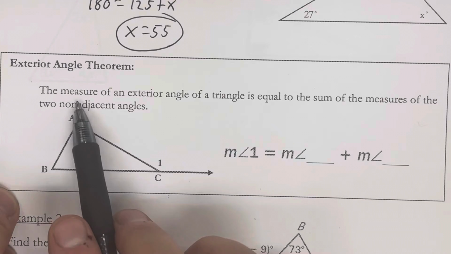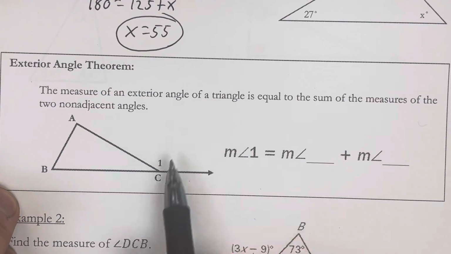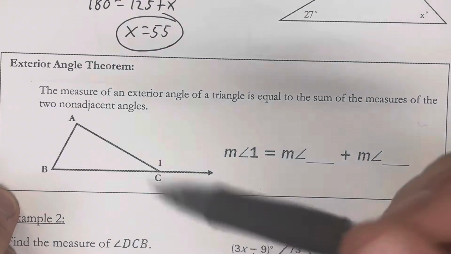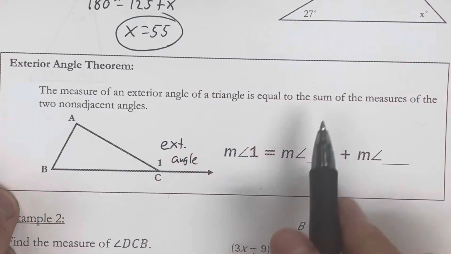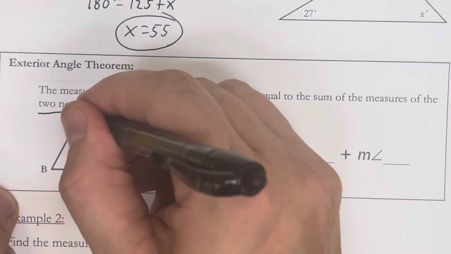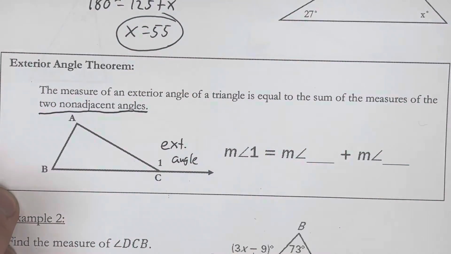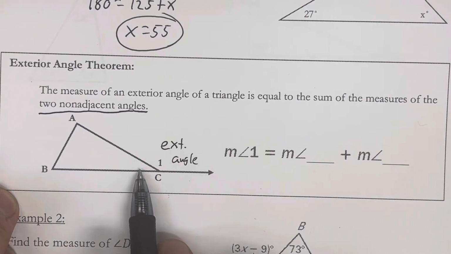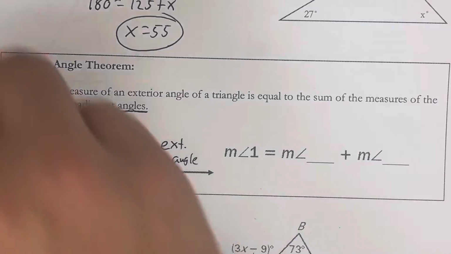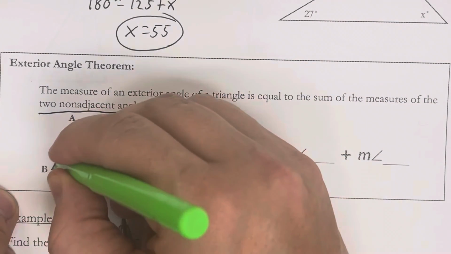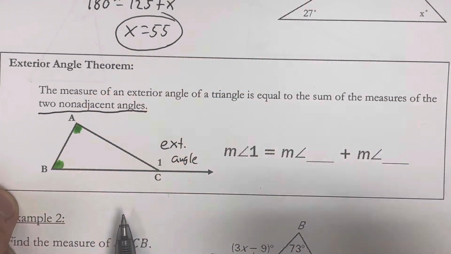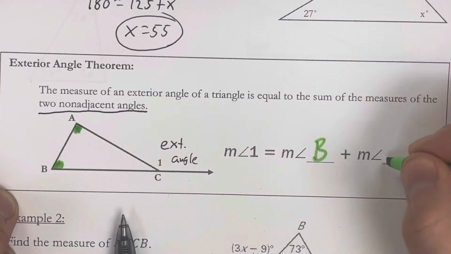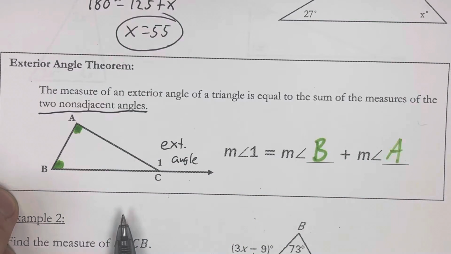So what it states is the measure of an exterior angle of a triangle. So in this case, the exterior angle is angle 1. This is the one on the outside. Is equal to the sum of the measures of the two non-adjacent interior angles. So the two non-adjacent ones are the ones that it's not right next to. It's right next to angle C. It is not next to angle A and B. So the ones across from it. So angle B plus angle A, those two added together is equal to the exterior angle.